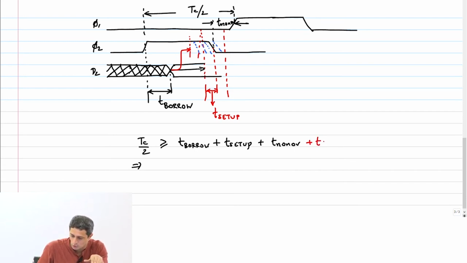plus T skew implies T borrow should be less than or equal to, at most you can borrow Tc by 2 minus T setup minus T non-overlap minus T skew.